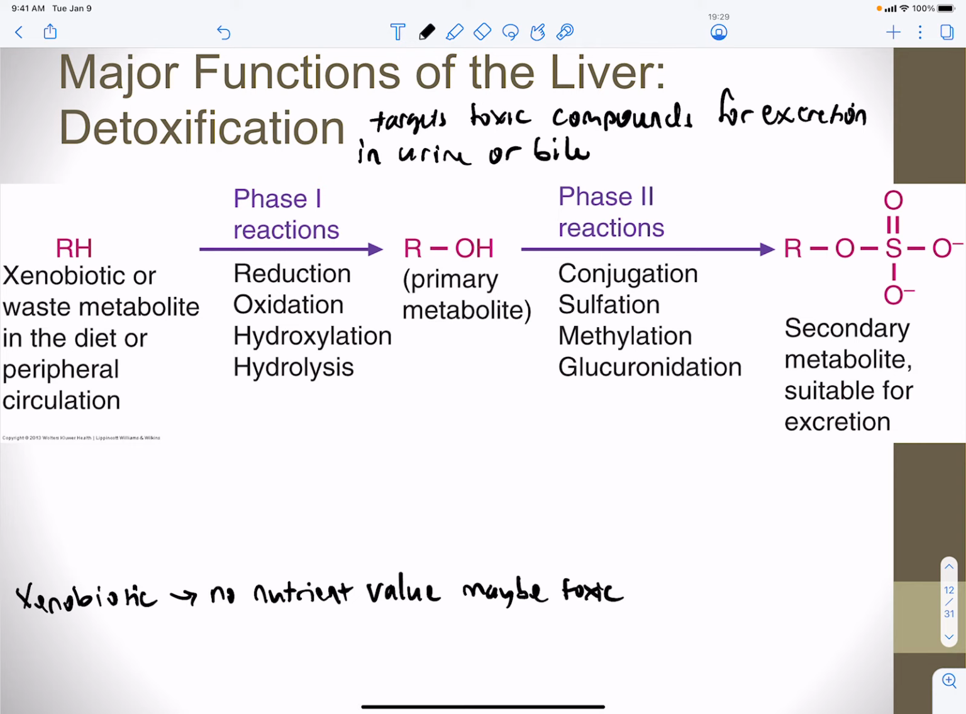And so these xenobiotics can be things that are added to the food. They can have some pharmacologic properties. They can be recreational drugs, and most are going to be lipophilic.